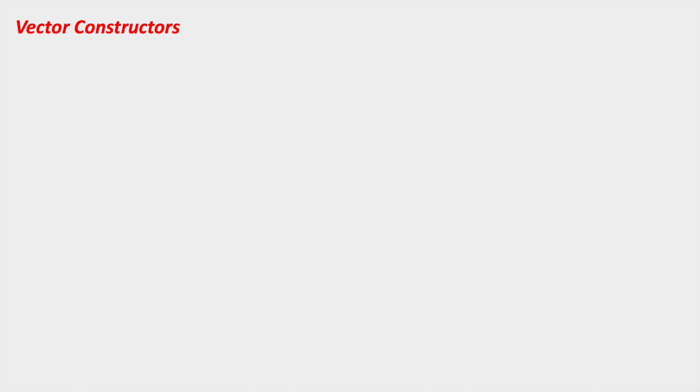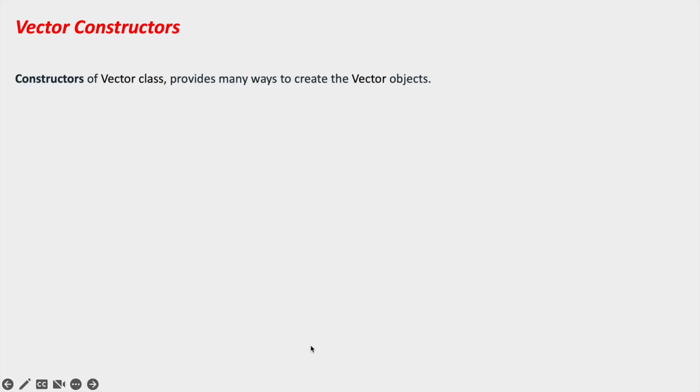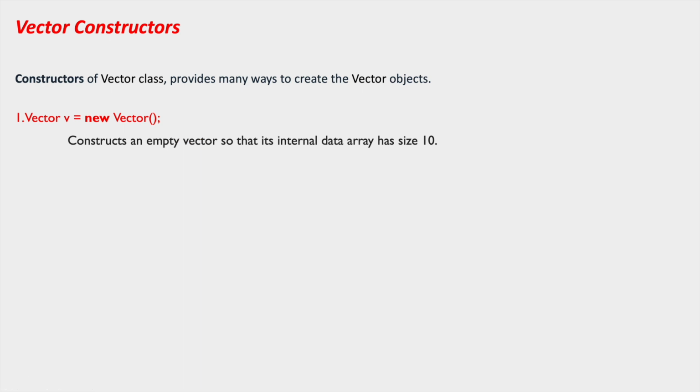Now we will see how many ways we can create Vector objects. Constructors of the Vector class provide many ways to create a Vector object. So the first constructor is Vector v = new Vector(). What will it do? It will construct an empty vector so that its internal array has size 10. That means this Vector object will be created with an empty list. Empty means it will not have any elements and the default capacity will be 10.